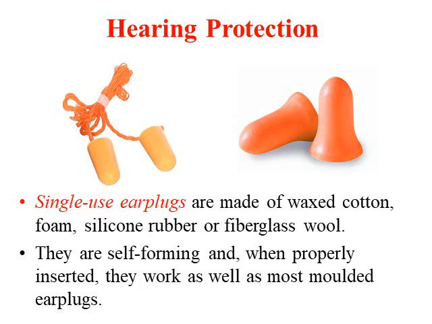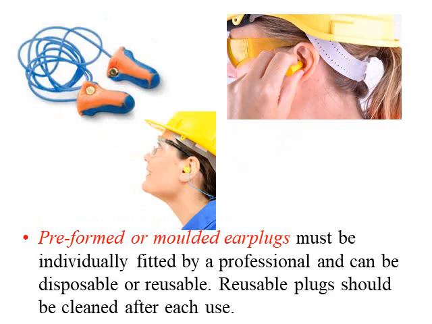Next we discuss some of the hearing protections that are usually used in industries. The first one we have is the single-use earplugs, made up of waxed cotton, or foam, silicone, rubber, or fiberglass wool. They are self-forming, in the sense that when we use these earplugs, they just fit to the ear, anyone can wear them, and when properly inserted, they work as well as molded earplugs. We'll discuss molded earplugs in the next slide. So this is the single-use earplugs.